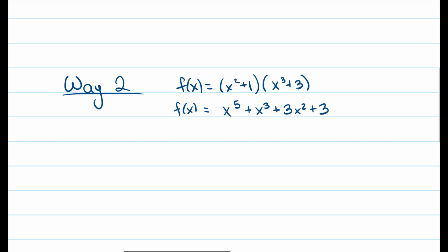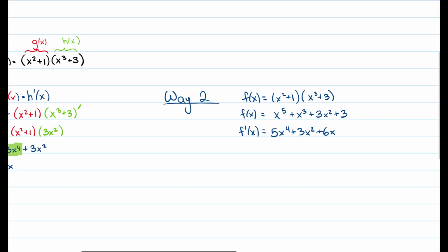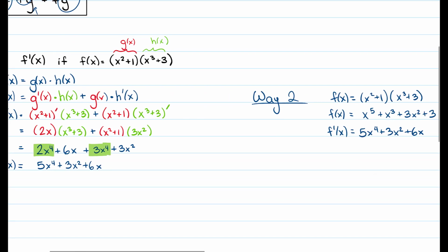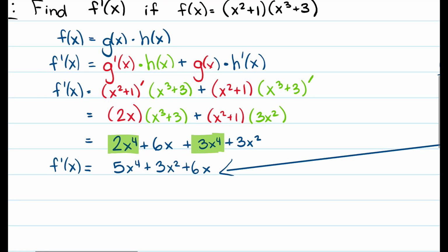And so this is f of x, so now we can just take the derivative of that, and you get 5x to the fourth plus 3x squared plus 6x. And you'll notice that we get the same thing as our original problem. So in this particular example, the second way might have been easier, but there'll be problems in the future where you can't just distribute stuff out. For example, when we start dealing with trig functions, you can't do that.